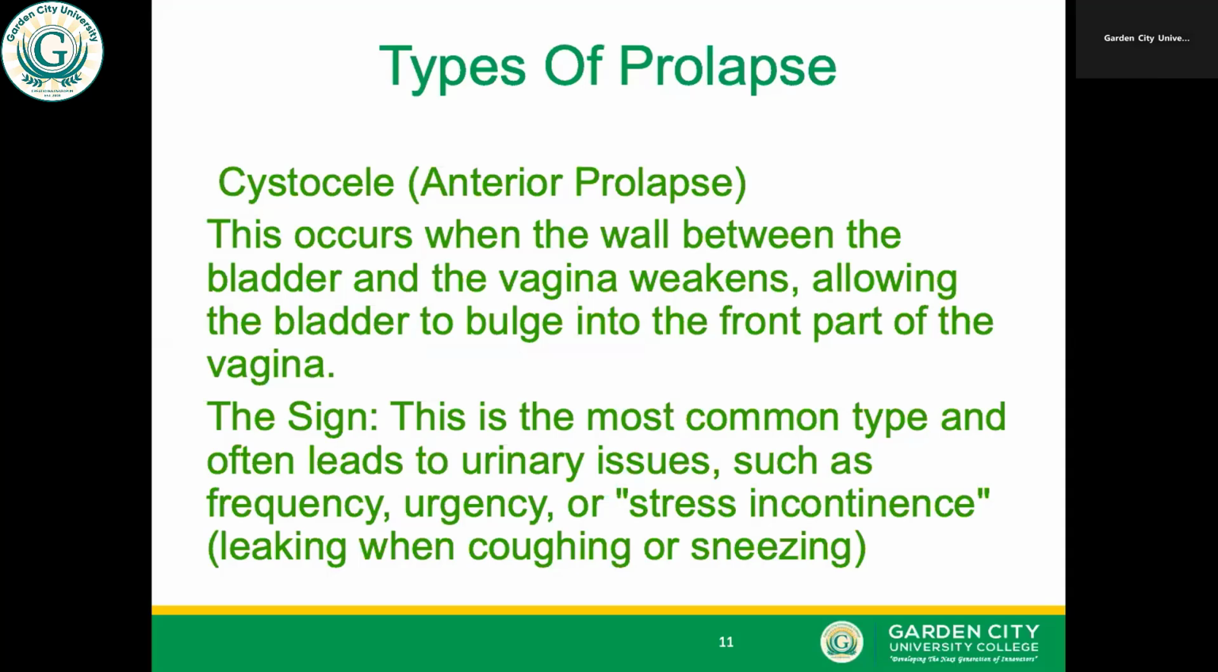So we have types of prolapse. We are dealing with uterine prolapse, but aside from uterine prolapse, we also have other types of prolapse, which are the cystocele. With cystocele, this is when the wall between the bladder and the vagina gets weakened. And because it's weak, it causes the bladder to bulge into the front part of the vagina, causing cystocele. Some of the signs of cystocele are urinary issues such as frequency or urgency, and also stress incontinence.